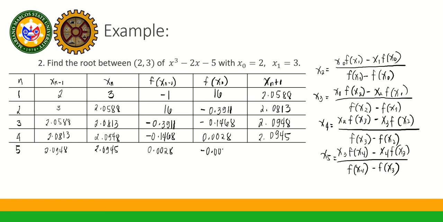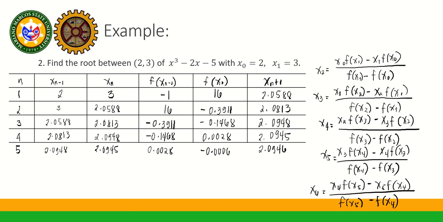negative 0.006. And for our formula, x sub 6 is equal to x sub 4 f of x sub 5 minus x sub 5 f of x sub 4 over f of x sub 5 minus f of x sub 4. So if we plug these values dito sa formula natin, we will get x sub 6 be equal to 2.0946.